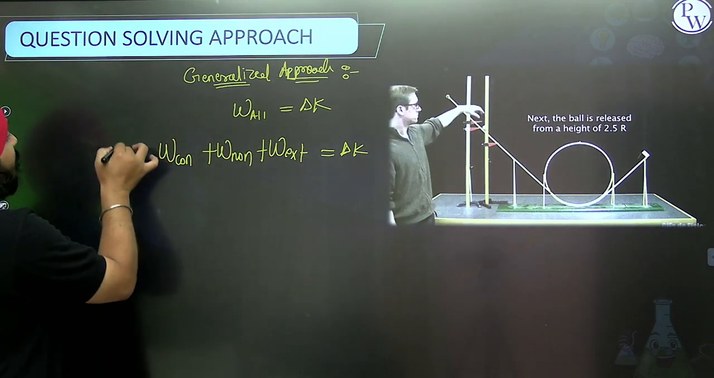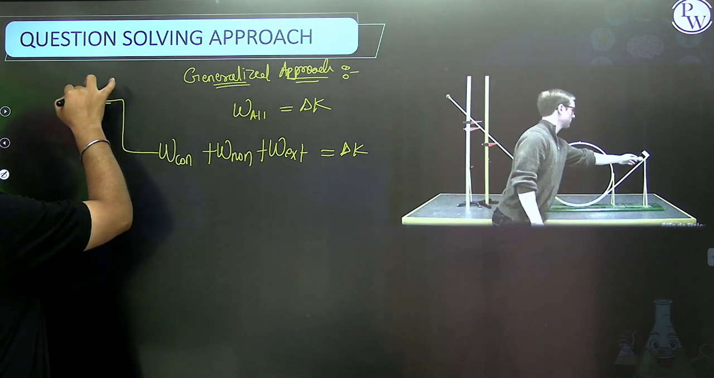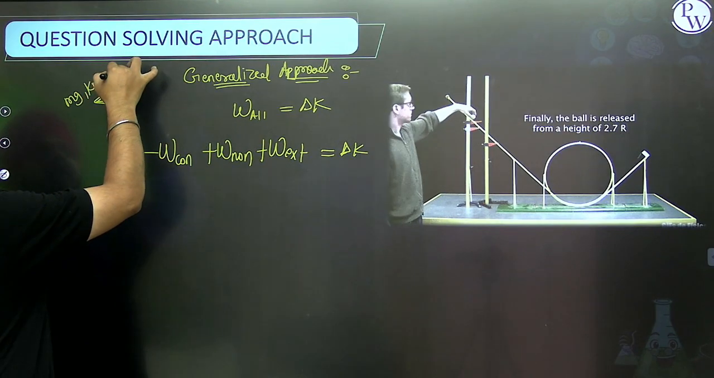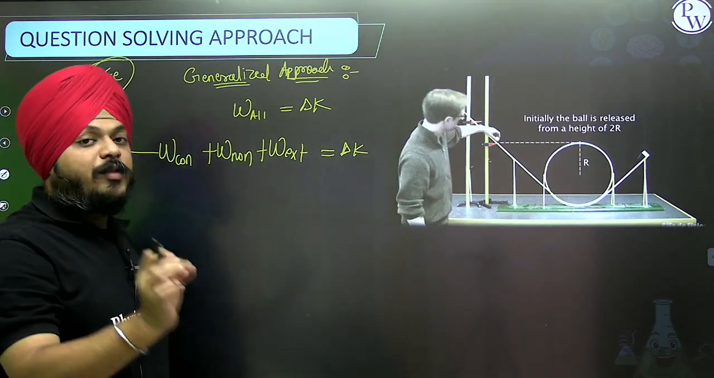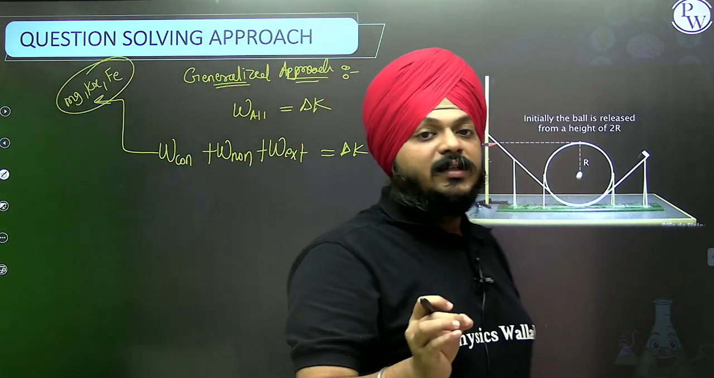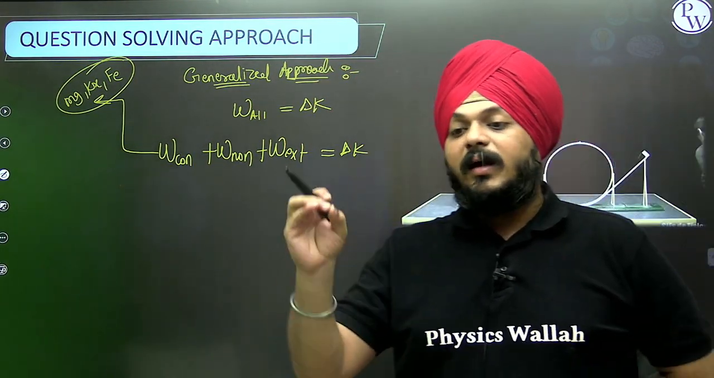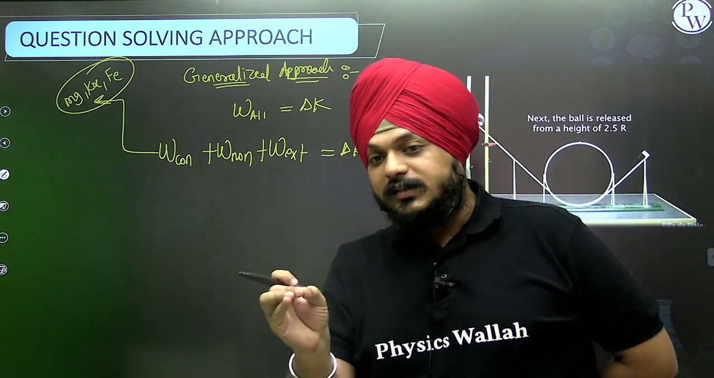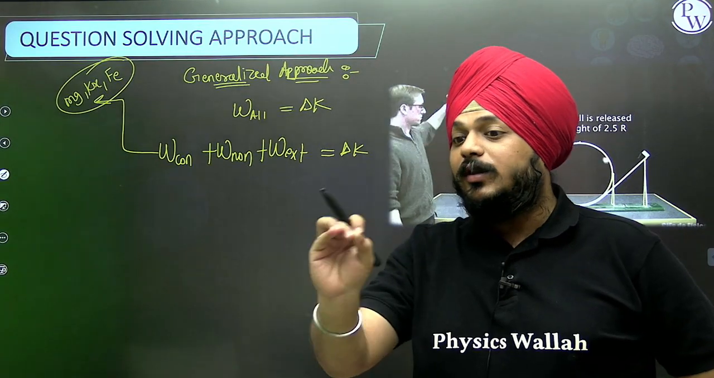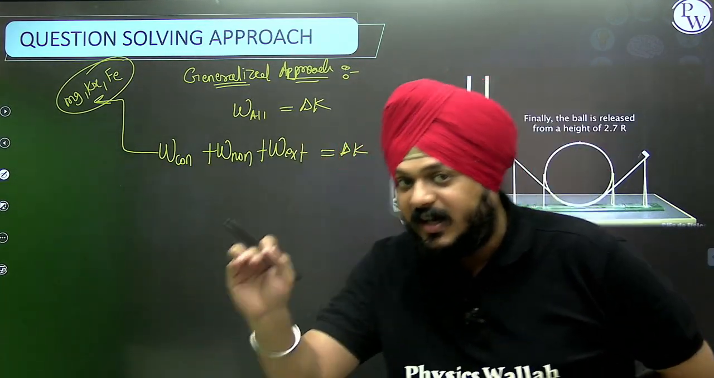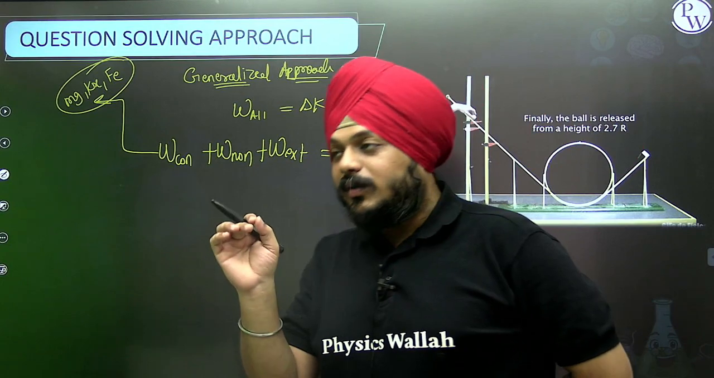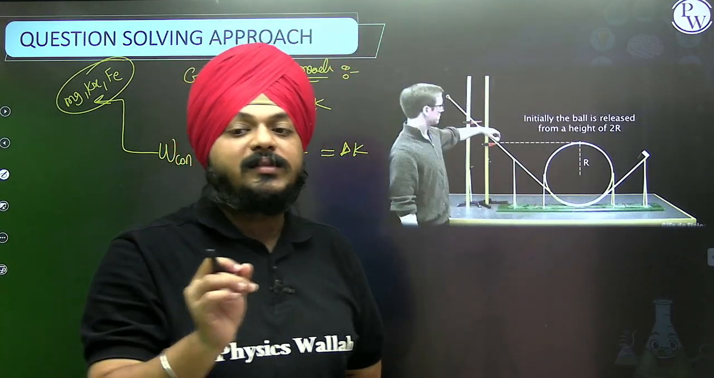When work is done by conservative forces like mg, kx, and electrostatic force, these three kinds of forces are the conservative forces. Whenever work is done by such conservative forces, it is always stored in the form of potential energy. We have discussed this in the regular lectures also, in the champion series also.